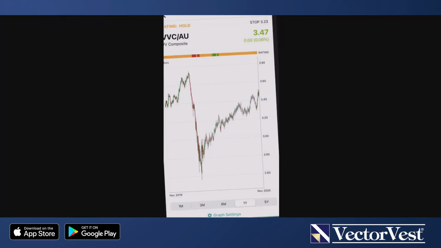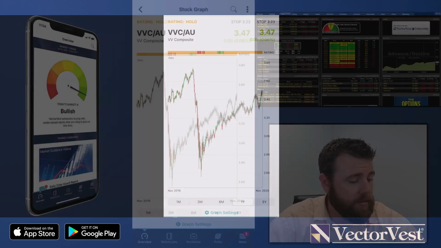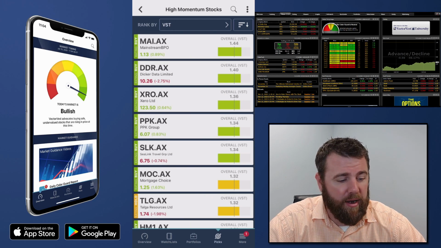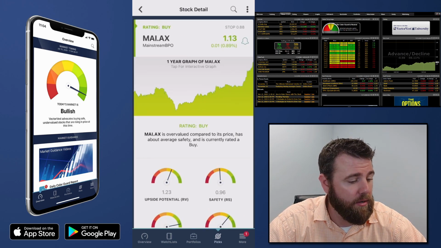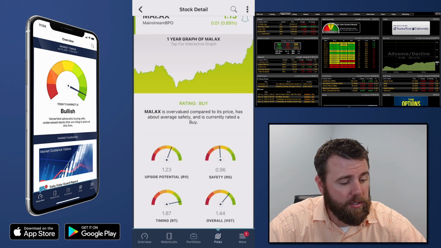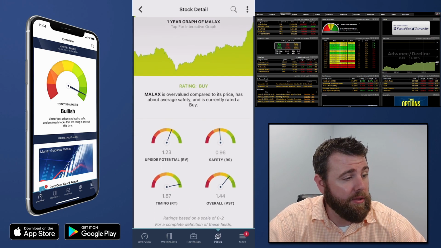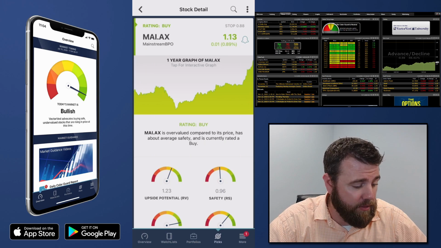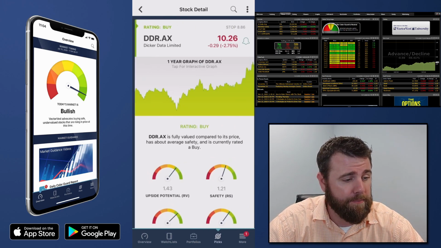All right, so let's go ahead and take a look at some of the hot picks. Looking at the hot picks, we have MAI.AX as the number one. Great RV, a little bit less than average safety with this stock. But look at that timing, 1.87. You have a really strong uptrend. Definitely looks like a good candidate to keep an eye on.